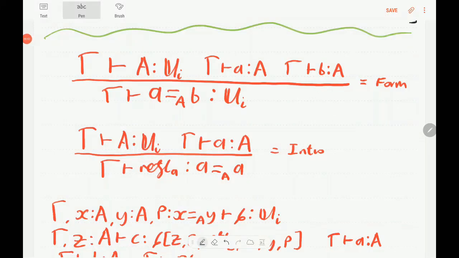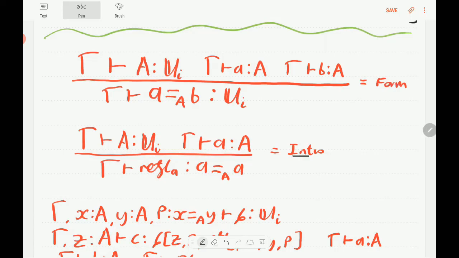Okay, so the final type that we have to talk about is the identity type. In a sense, this is maybe one of the most interesting ones. Now, if we have a type capital A and we have values little a and little b of type capital A, then we can form this type a equals b. And this is the identity type. Loosely speaking, we can think of the values of this type as paths from a to b, or evidence that a and b are equal.